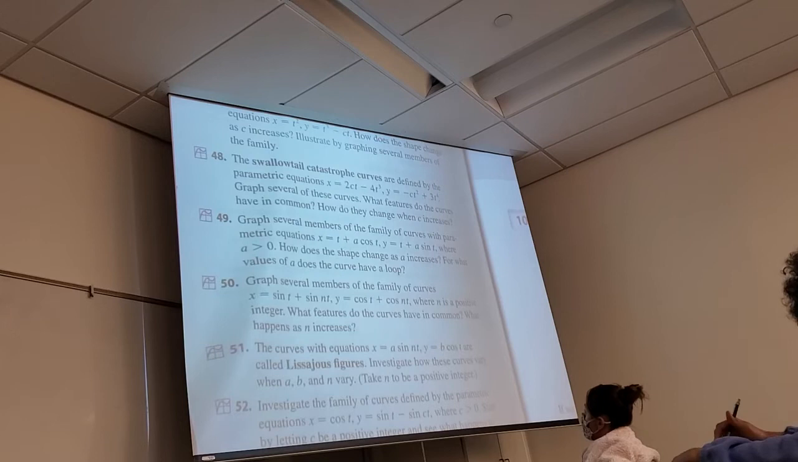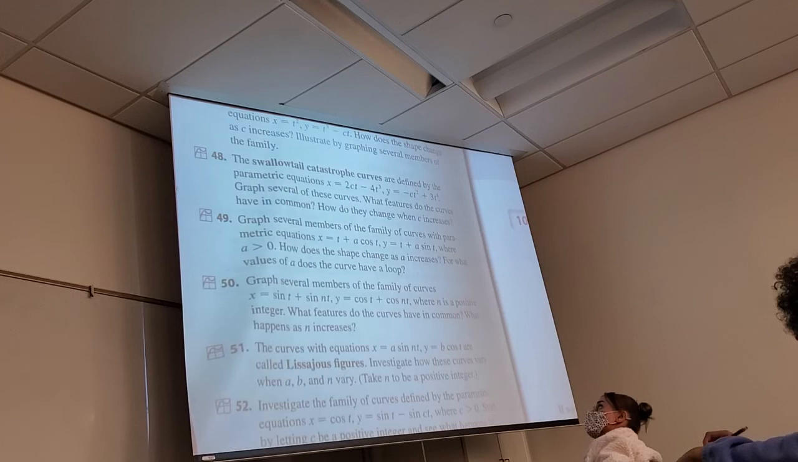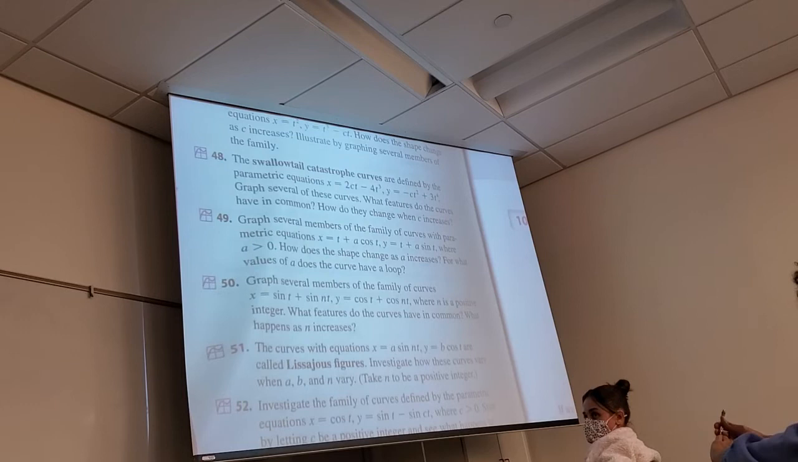Graph these curves, but it's got the little icon that means you're allowed to use Desmos, or it's not expecting you to do it by hand. When you see the little red graphing calculator symbol, you're completely allowed to use Desmos or a graphing calculator. What features do the curves have in common? For example, with the one we did, when I changed C it just made it flatter, so it has basically the same shape, just stretched out. I don't know if that's what's happening with these. To be honest, I haven't looked at a swallowtail catastrophe curve in a while. I forgot what they look like, but they look like this.